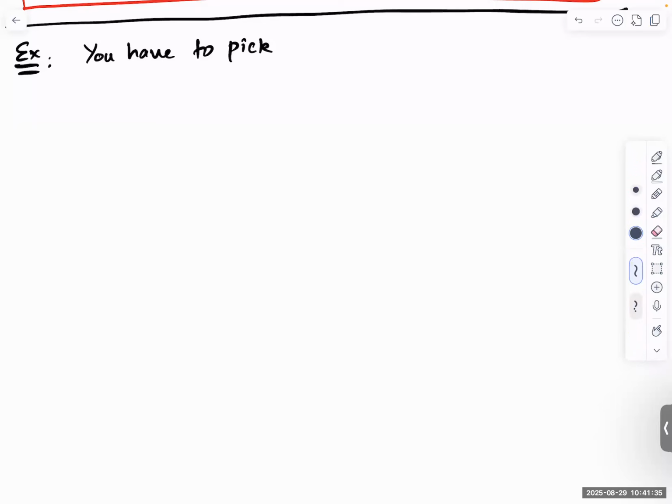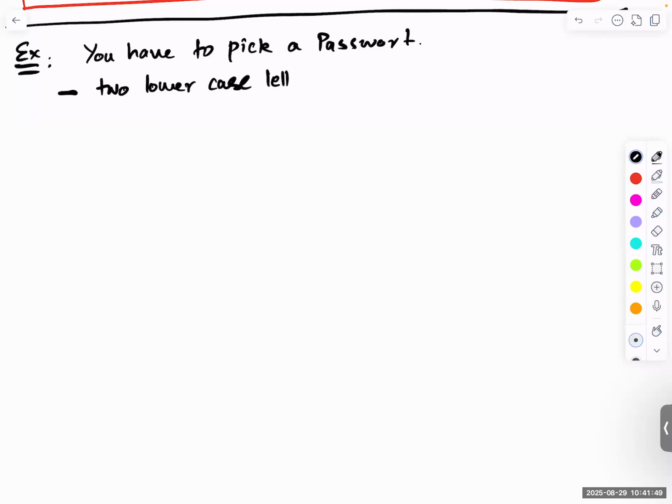Password, which has to follow the following rules. So you have to pick two lowercase letters, say from little a to little z, followed by one capital letter.